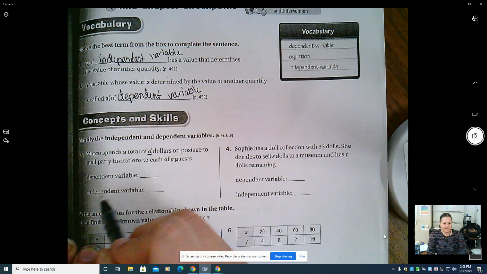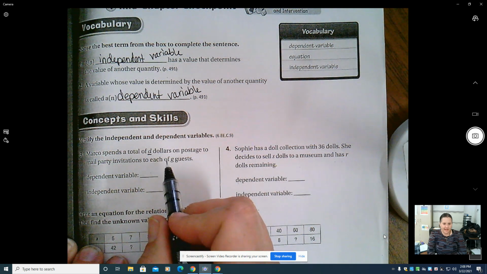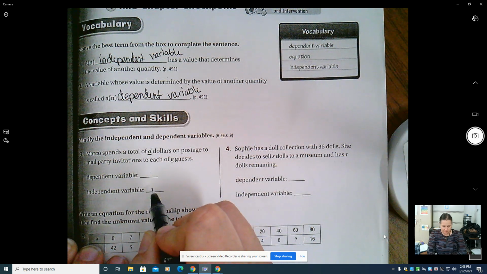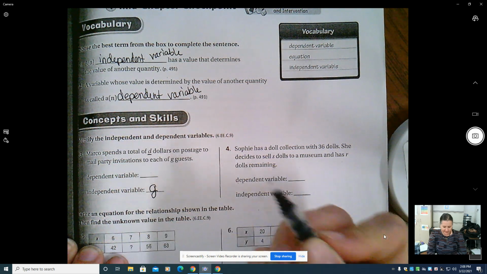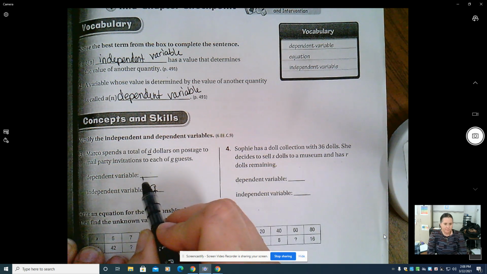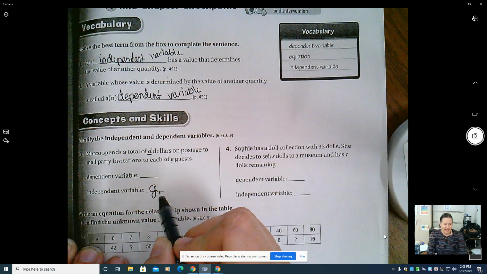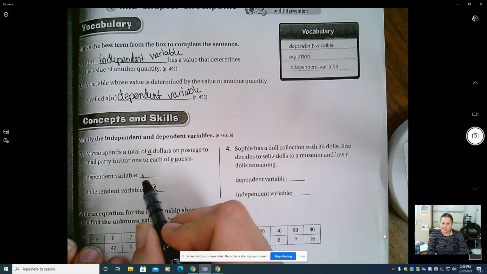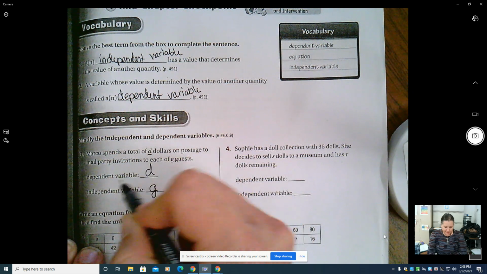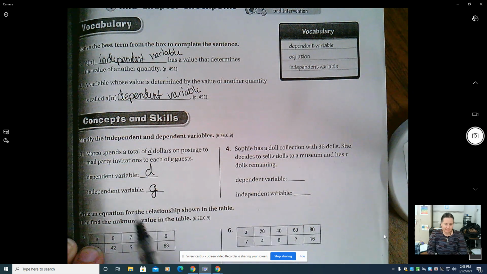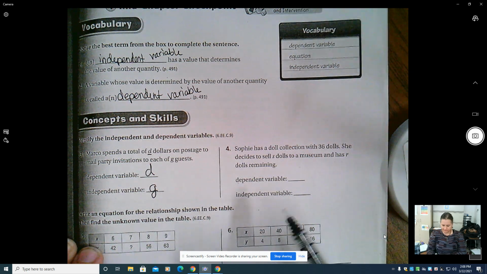So the independent variable that he could change is the guests. He can change the number of guests, so that's independent. But once he picks how many guests, he can't change how much it's going to cost to send for postage. So this would be your D, your dependent variable. It's dependent upon the number of guests, or the independent variable.